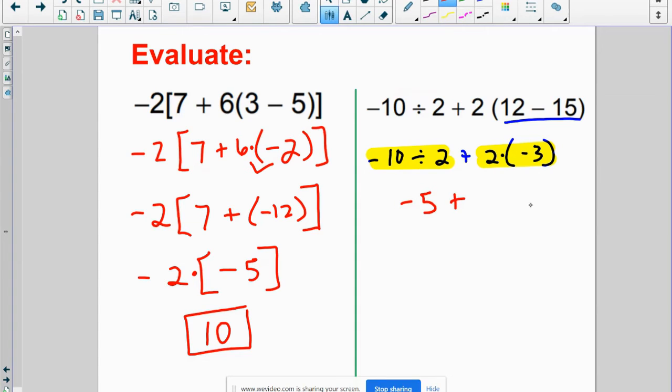And I could write the 2 times -3 and then do the multiplication, but again, I can do this all at once on this problem. 2 times -3 is -6. And the last thing we have is the addition. -5 plus -6 is -11. All right, so there's our order of operations review.